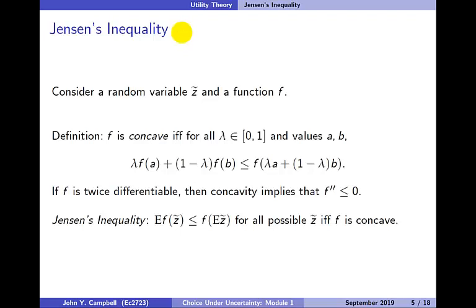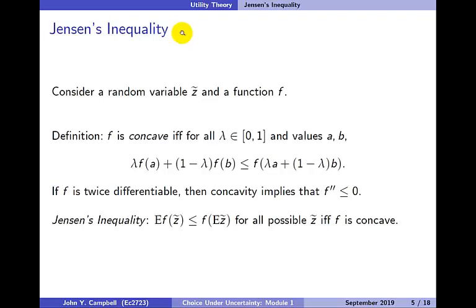So what is Jensen's inequality? We're going to consider a random variable, z tilde. The tilde here denotes a random variable, and a function f. We're first going to define what it means to say that the function f is concave. This should be pretty familiar. F is concave if and only if for all lambda between 0 and 1 and values a and b, which are arguments of the utility function, the weighted average, using lambda and 1 minus lambda as the weights, the weighted average of the function is less than or equal to the function of the weighted average.